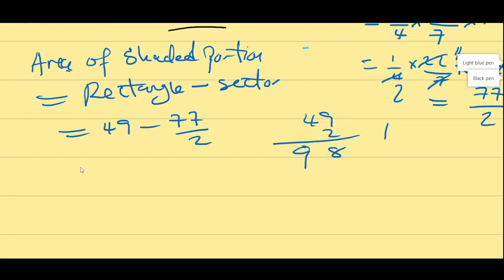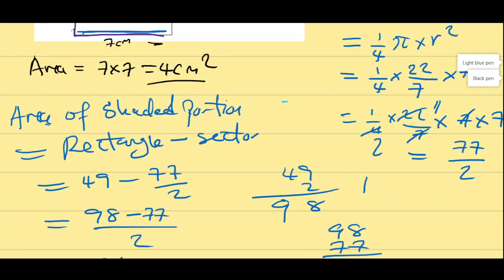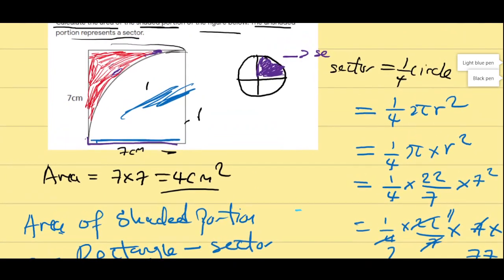So yeah, 98 minus 77 all divided by 2. So 98 minus 77, that is 21, all divided by 2. I think that is it for us. Very interesting problem. If you are feeling uncomfortable with it, it will need some getting used to.